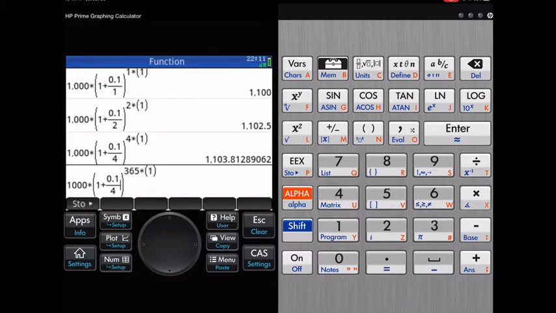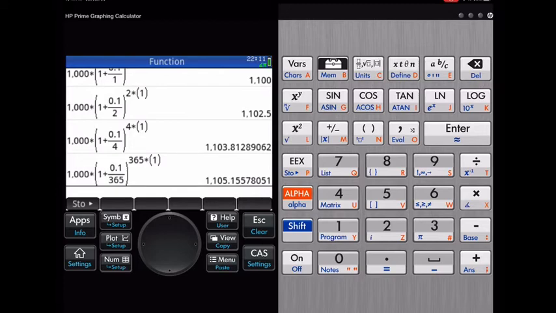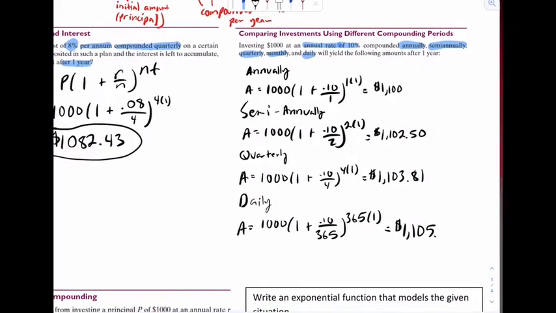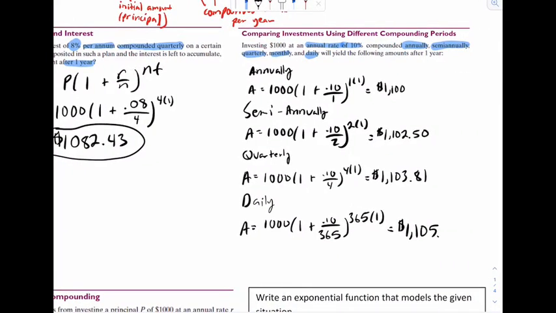365, 365, and take a look at that. You got $1,105, and is that 16 cents? Yep, 16 cents. So take a look at this. Annually it was 1,100, and every time we increase the amount of times we're compounding, you got more money, even though the interest rate never changed.